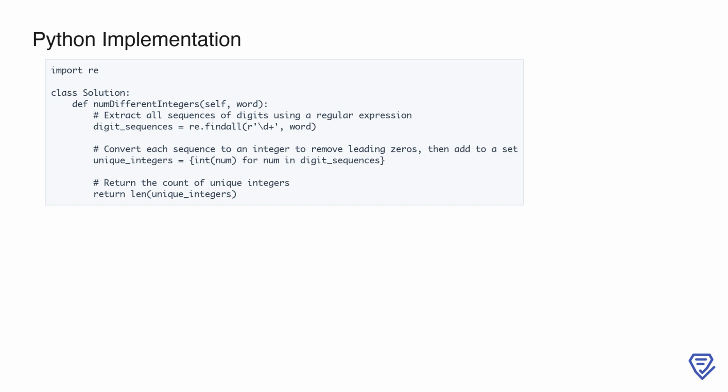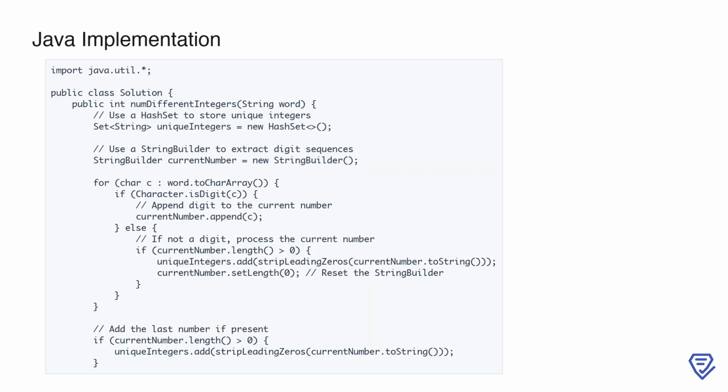The time complexity is approximately O(n), where n is the length of the input string, as we process each character once during the extraction and set operations. The space complexity is O(k), where k is the number of unique integers in the string. Here, we begin our Java implementation by importing the necessary utilities and defining our solution class.